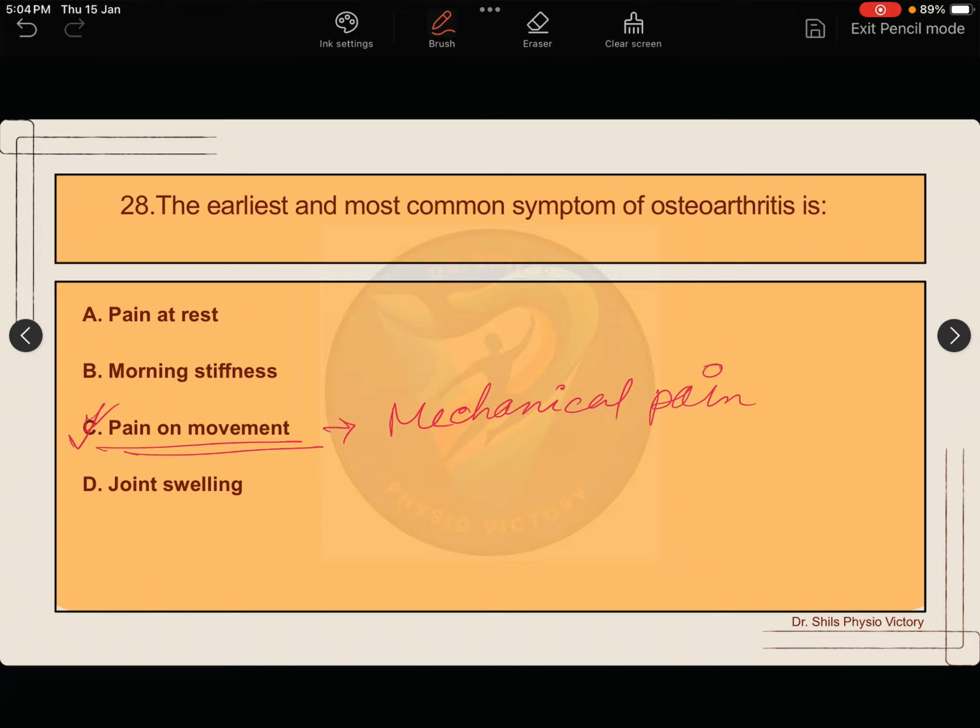Pain at rest is more common in advanced disease or inflammatory conditions like rheumatoid arthritis. So in rheumatoid arthritis, pain at rest and morning stiffness are also seen. Joint swelling is for synovitis.